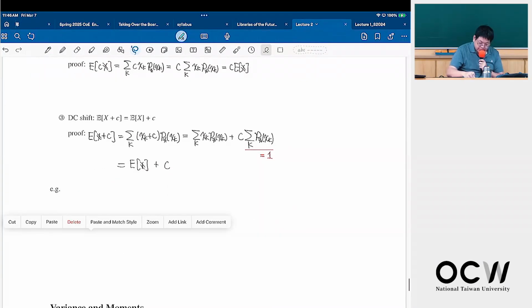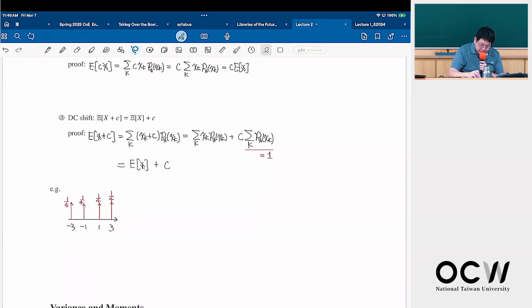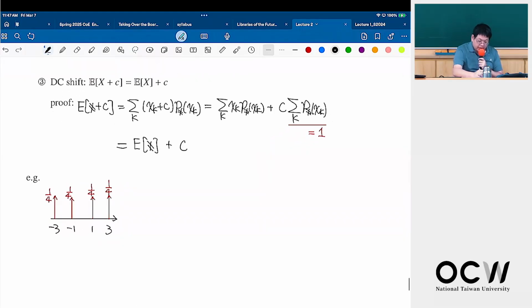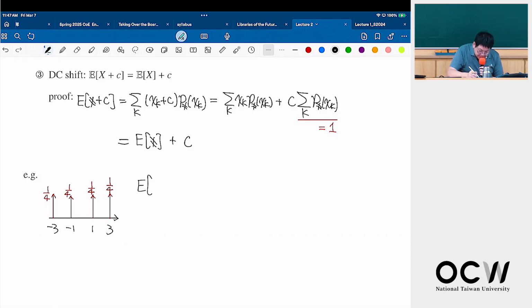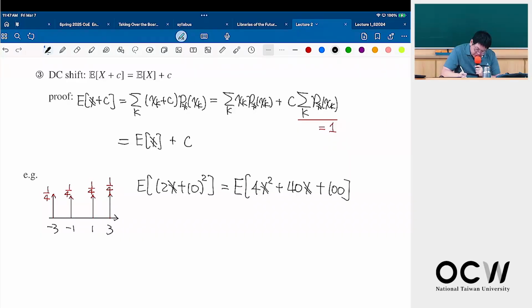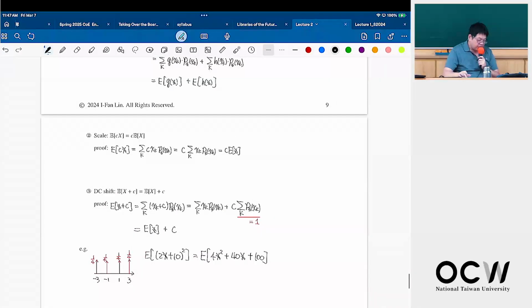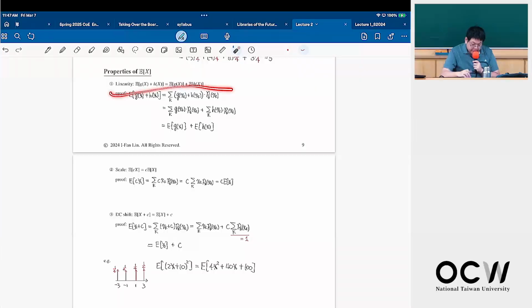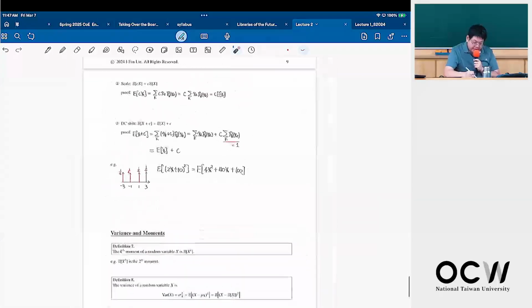Now let's have an example. I want to find the expectation of (2x plus 10) squared. What is this expectation? First, we can expand the perfect square. Then we have 4x squared plus 40x plus 100. Now we can use the properties above: these three, linearity, scale, and the DC shift, all together.